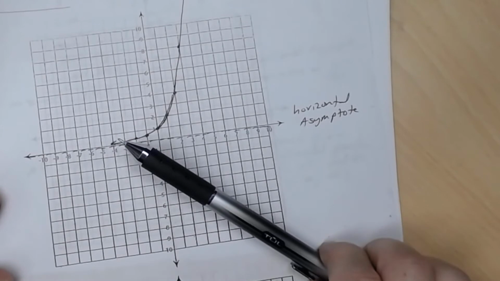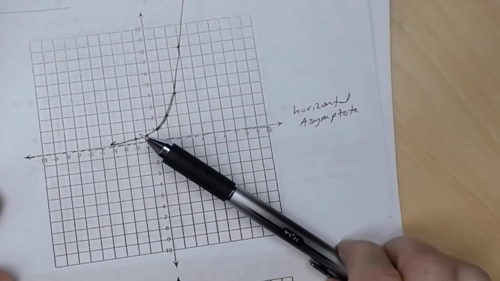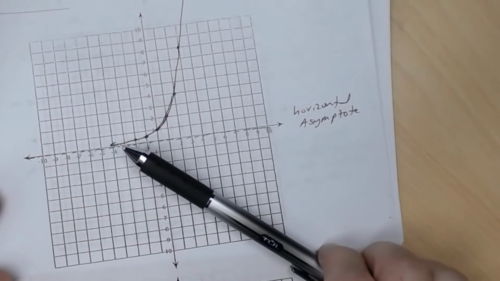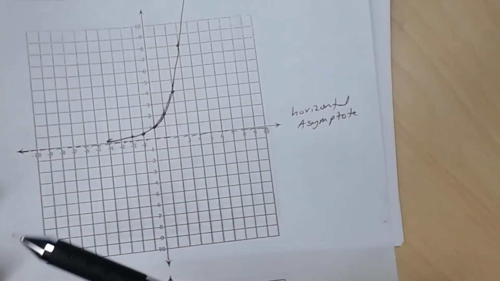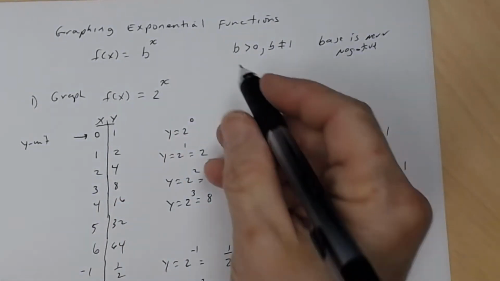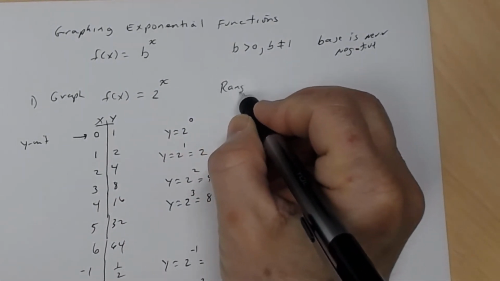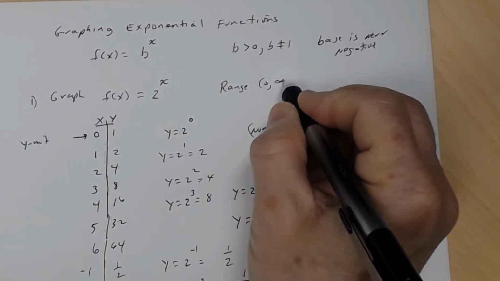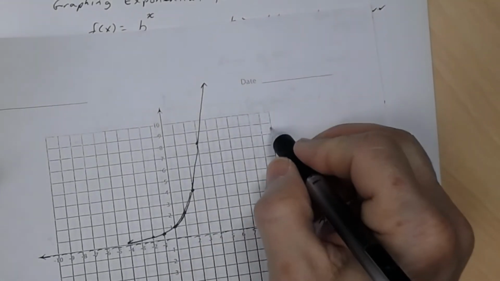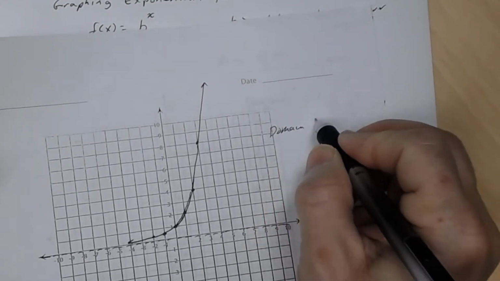But instead of using brackets like you did before, it's just going to be parentheses because the y value is never 0. So the range for this particular problem, I'm going to go ahead and write it here, the range is from 0 to infinity. So for this graph right here, the domain is all real numbers.